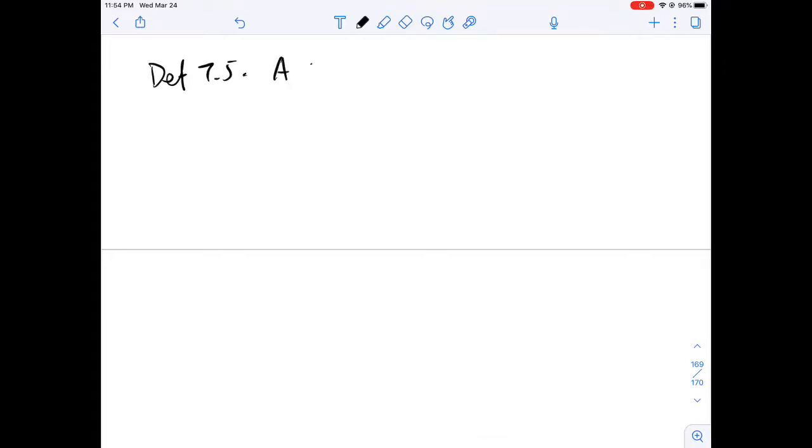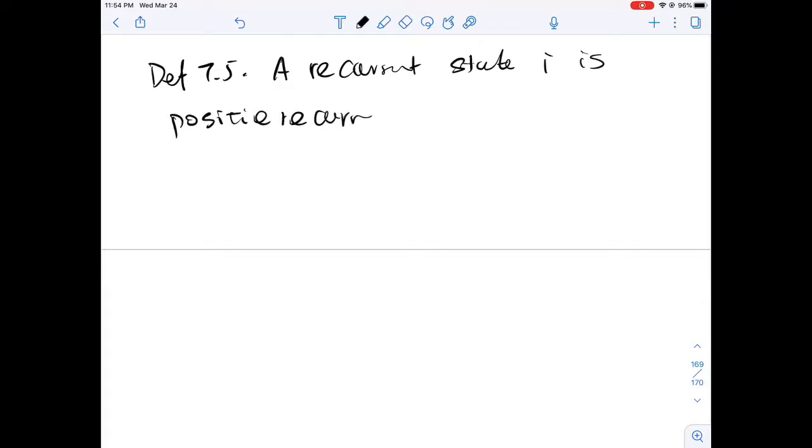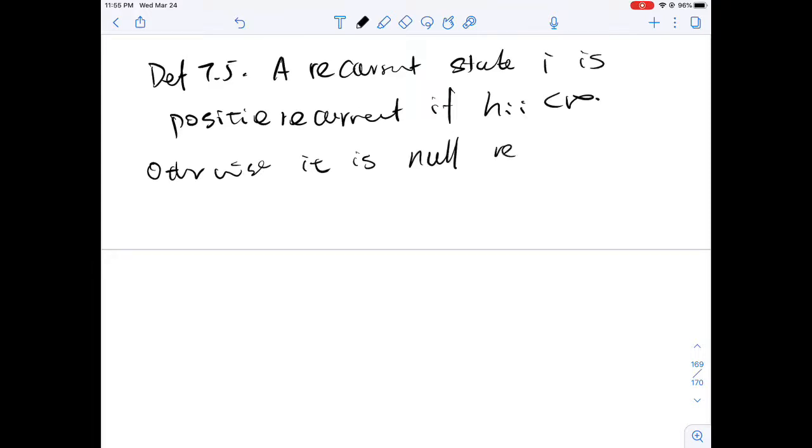So a recurrent state i is positive recurrent if h_ii is not infinite. Otherwise, it is non-recurrent.